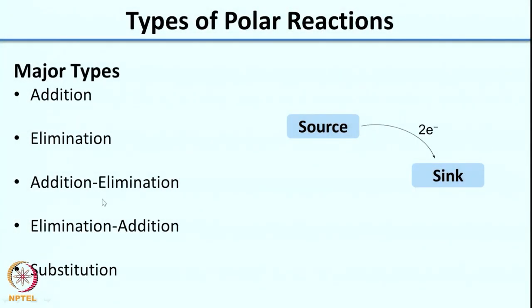So now that you have a good idea about how to push arrows, I am just going to quickly go through the major types of polar reactions. You probably would have studied this in your 12th standard, but this would be a good refresher for you to make it easier for you to write reaction mechanisms. So I have broadly classified them as addition, elimination, elimination-addition, and substitution reactions. And remember, when you push arrows, you talk about a source and a sink.